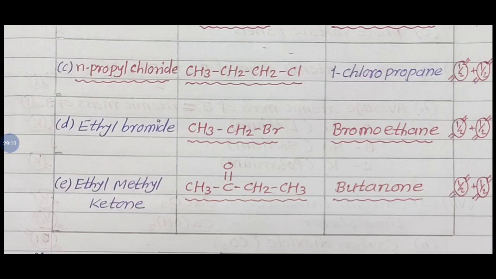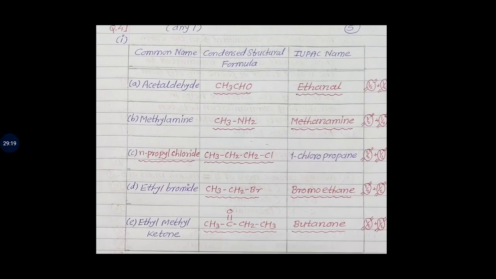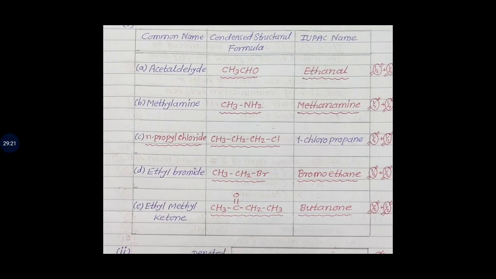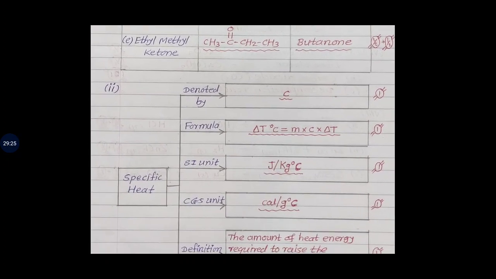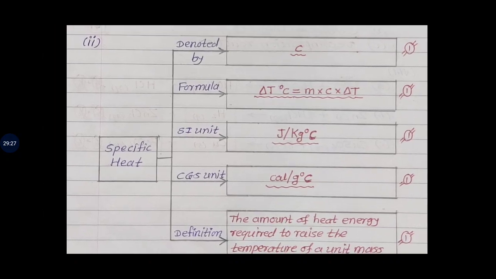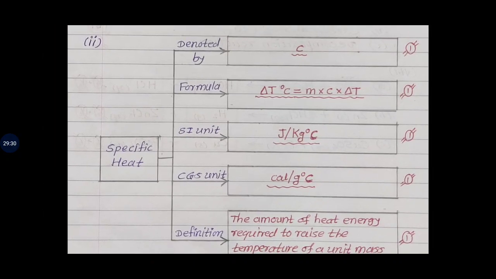So as per the theory or rules given in our textbook, we write the answer this way. We complete our table, so we get the 5 marks. Second option, complete the following chart. Specific heat is denoted by the small letter c, 1 mark.